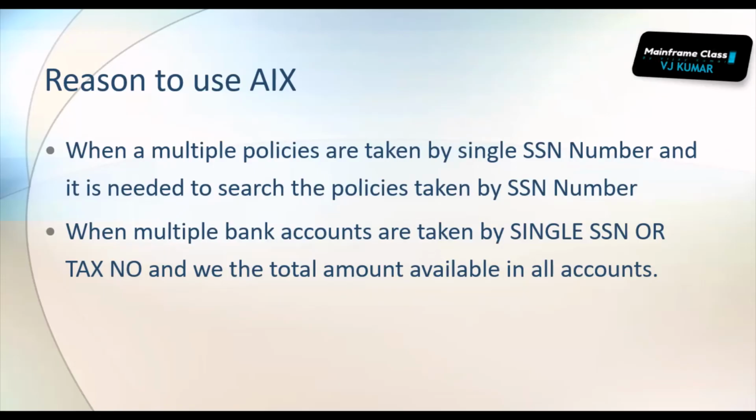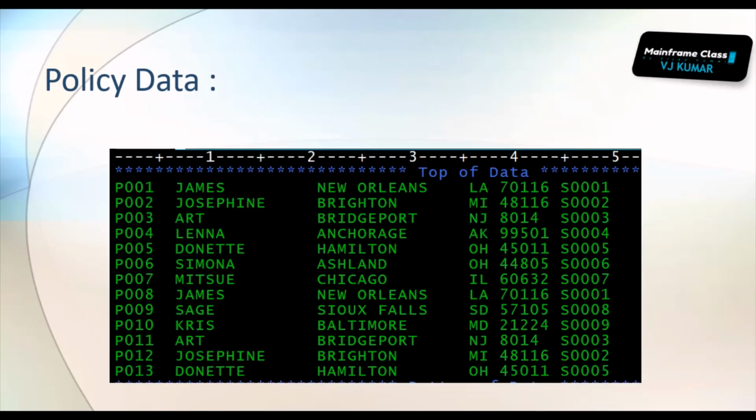It's like if a government wants to check who all have huge money, they will keep an eye on those accounts and monitor them. In that case, we can have an alternate index created with the tax number or SSN number and account number combination. Let's say this is the policy data that you have.